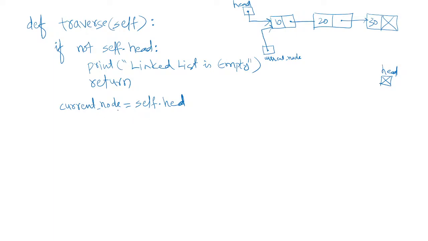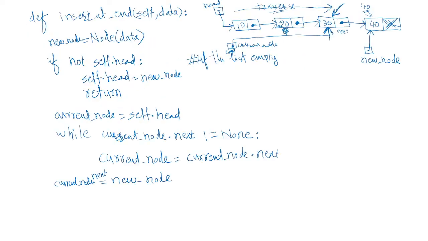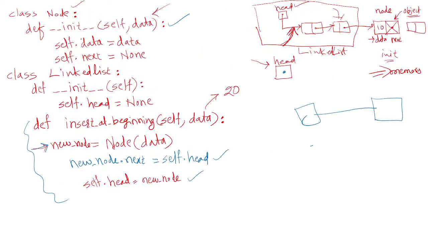You can ask: for head we are using self.head, but for current node you are not using self. Since head is a class variable here, the class variables must be accessed using the current object. Instance variables must be accessed using the object. For node also these are instance variables, so they must be accessed using the current object. Here the current object is self.